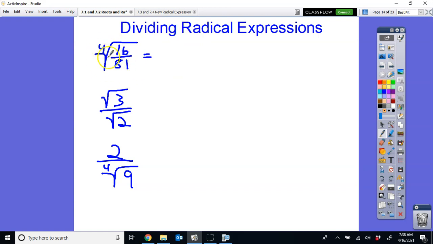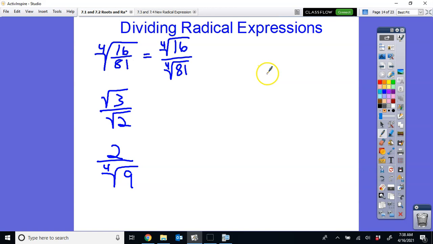Notice if you have both of these in the fourth root, you can take the fourth root of each one of them separately, just like we did with square roots. We did this also with fourth roots and cube roots and all those. So be careful. Both of these are perfect squares, but that's not what I'm asking. I'm asking for the fourth root.